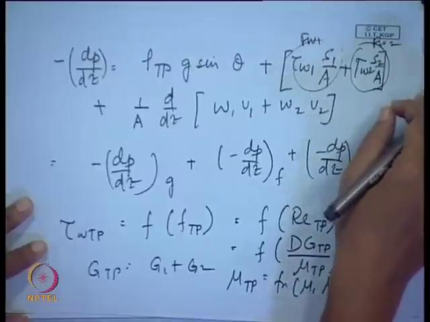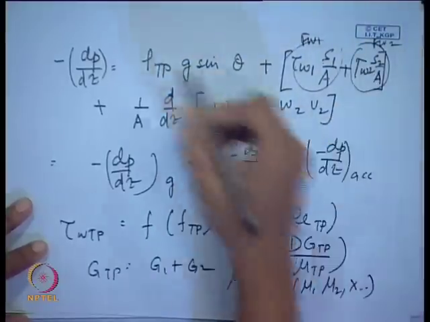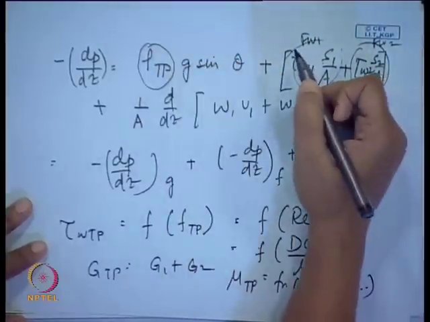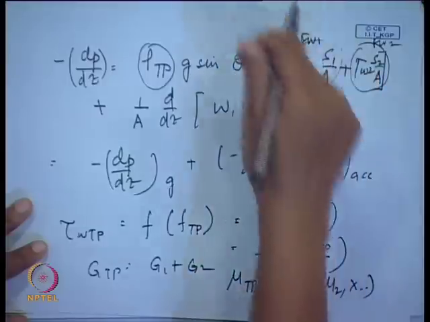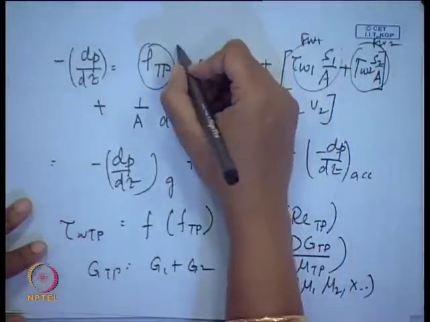Agreed? But apart from there, we find there is one more thing. To find out rho TP, what do you need? What is the expression of rho TP? We need to know alpha.